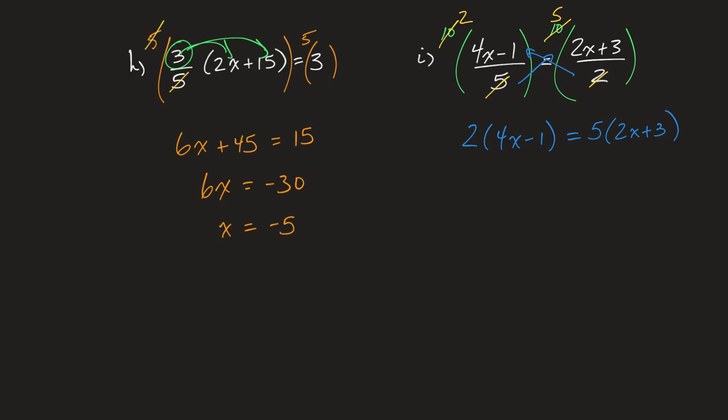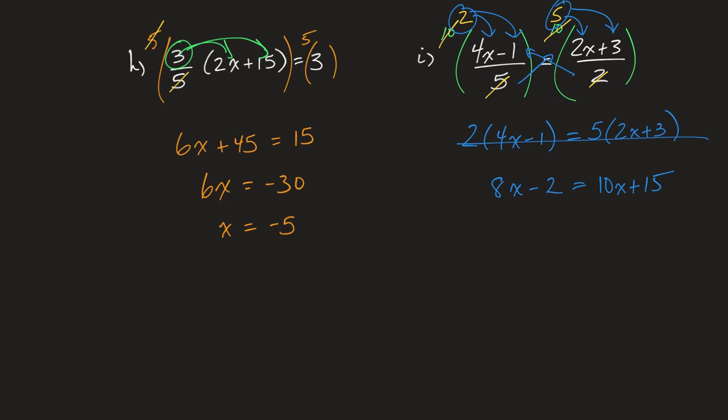My overall solution, though, could just be take my 2 and multiply it in. And so we could jump straight to an 8x minus 2, and now take my 5 and multiply it in to a 10x plus 15. That could be your first line of your solution after we've simplified to get rid of our fractions.